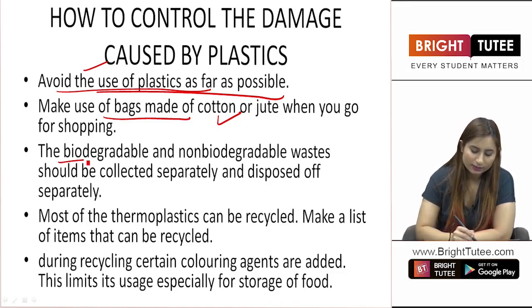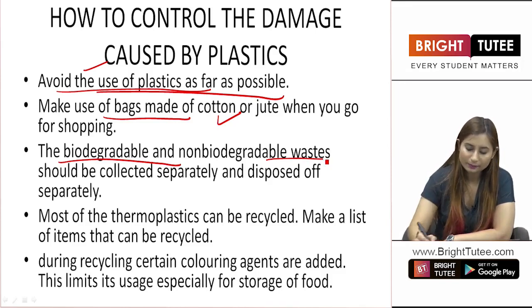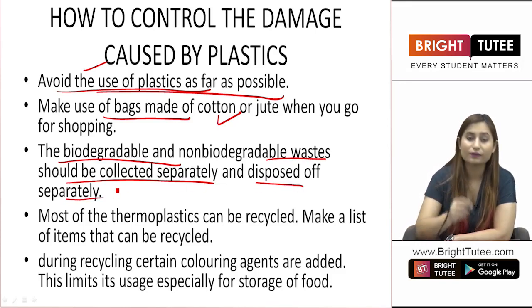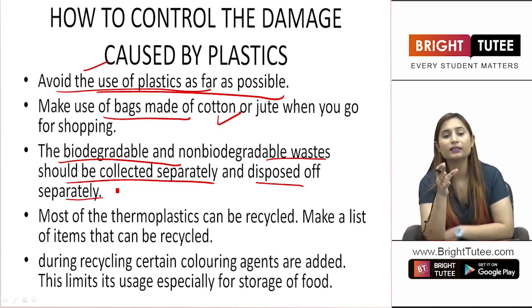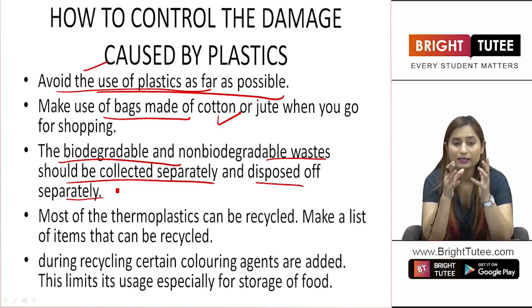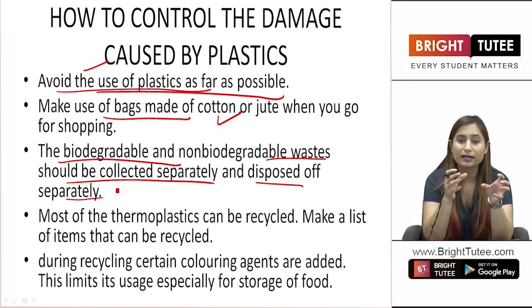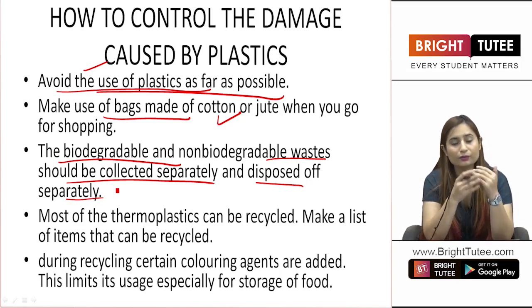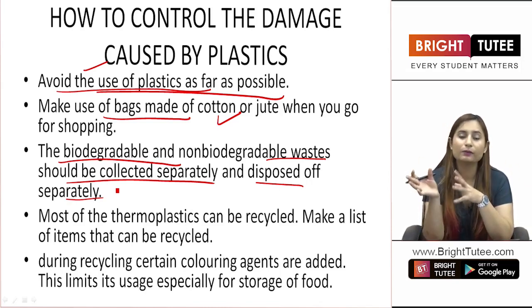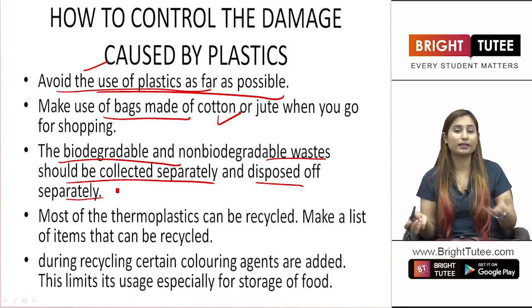Now students, the biodegradable and non-biodegradable wastes should be collected separately and disposed of separately. This has been done in many modern cities as well, that there are 2 dustbins at every place. One for the biodegradable waste and another for the non-biodegradable waste. The biodegradable waste can be fruits, vegetables, vegetable peel-offs, right? While the non-biodegradable waste is the plastics and the synthetic fibers which are not biodegradable.